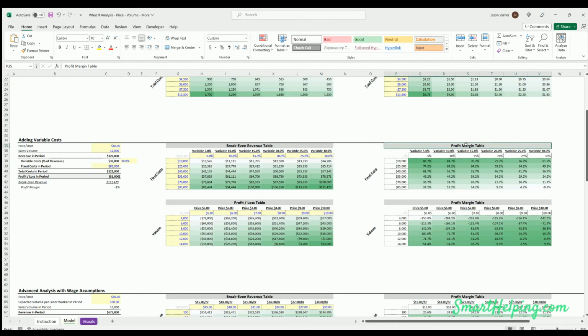Profit margin table. So this is showing you the same variables isolated, variable cost and fixed cost, but now it's showing you what your resulting profit margin is at these different variable costs and fixed costs.